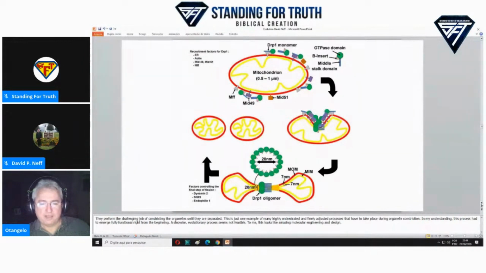This is just one example of many highly orchestrated and finely adjusted processes that have to take place during organelle constriction. In my understanding, this process had to emerge fully functional right from the beginning. A stepwise evolutionary process seems not feasible. To me, this looks like amazing molecular engineering and design.